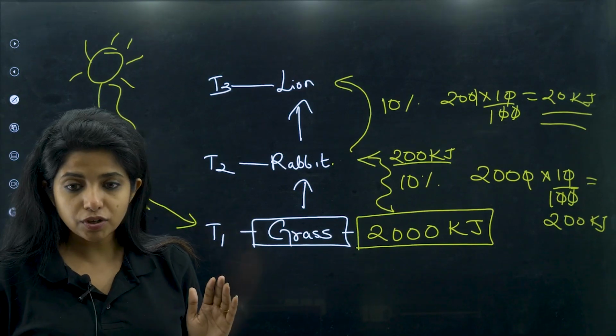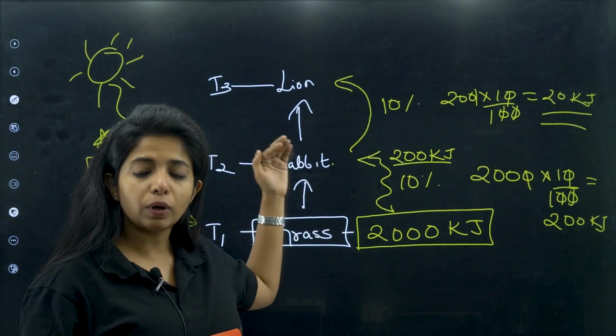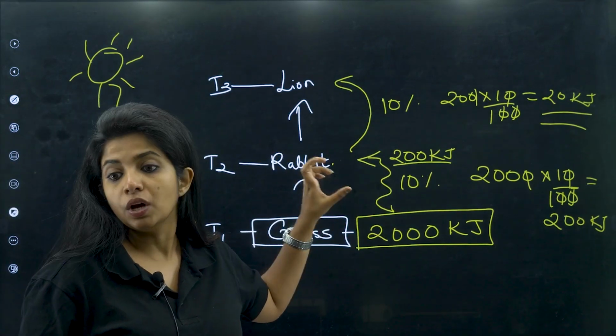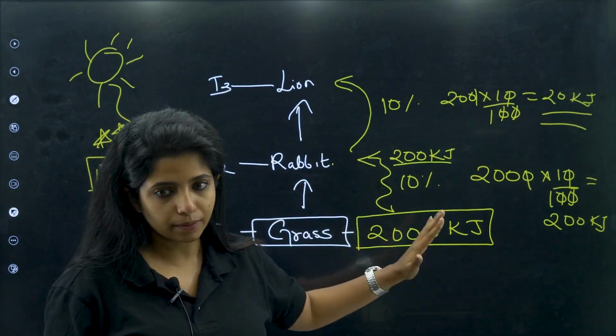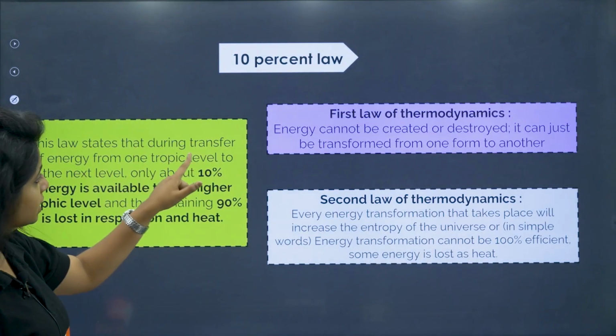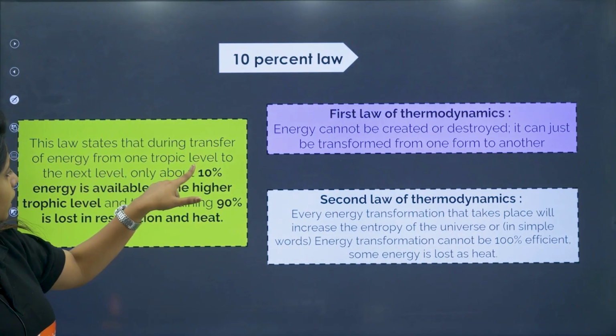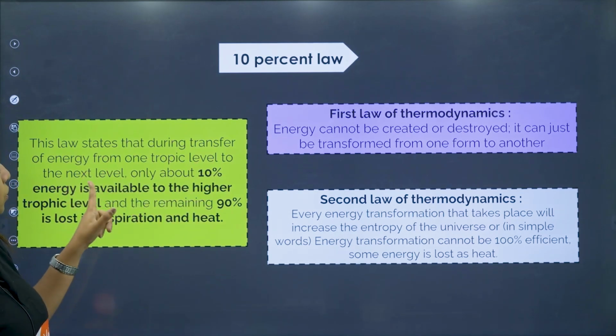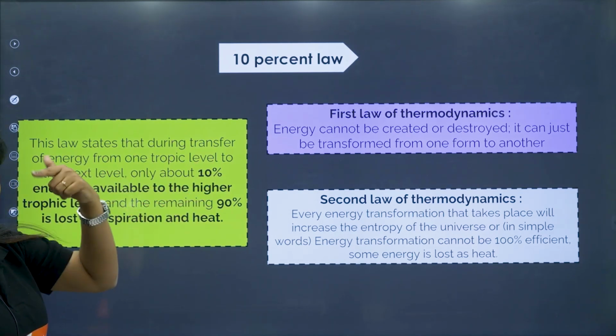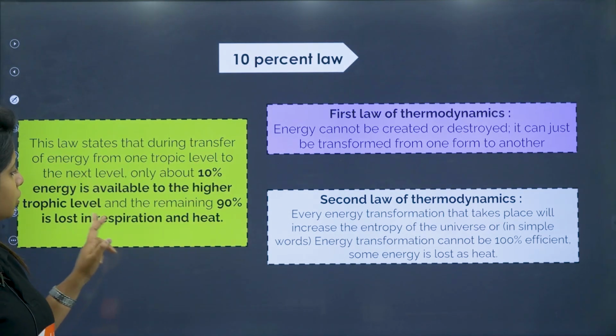So according to the 10% law, when you go from one trophic level to another trophic level, you are passing only 10% of the energy. That is the 10% law. It states that during transfer of energy from one trophic level to the next, only 10% of energy is available to the higher trophic level, and the remaining 90% is lost in respiration and heat.